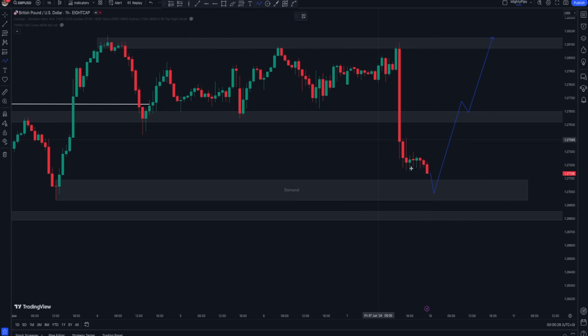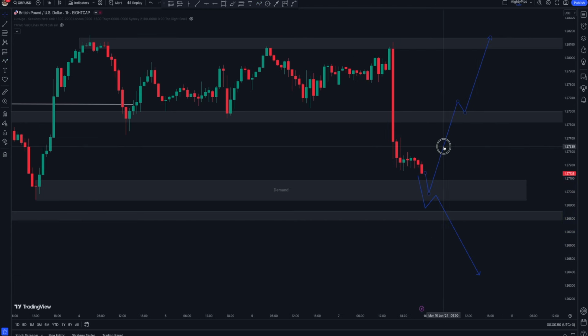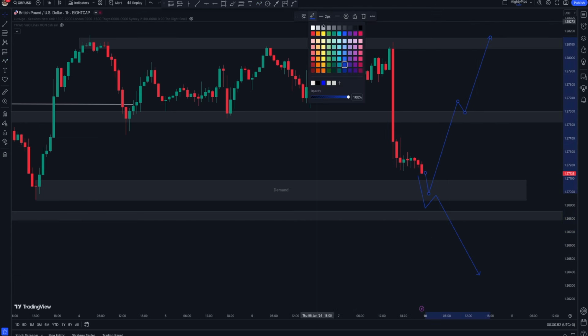Or market might come to demand and break below. When market breaks below the demand, it will have mitigated that demand, to fulfill that demand, and then that demand will no longer be demand, and the market will just continue falling lower. These are the scenarios that might happen to this currency pair.